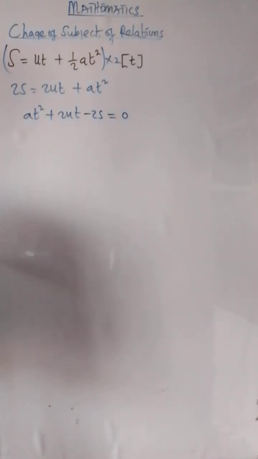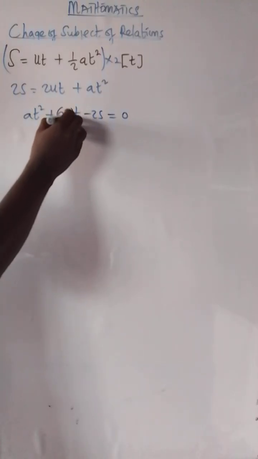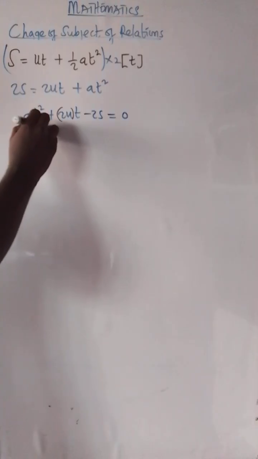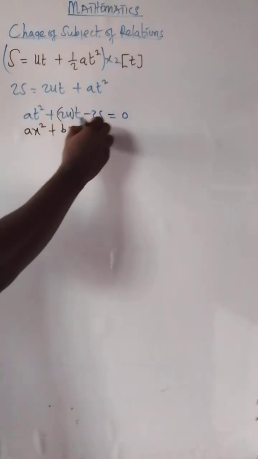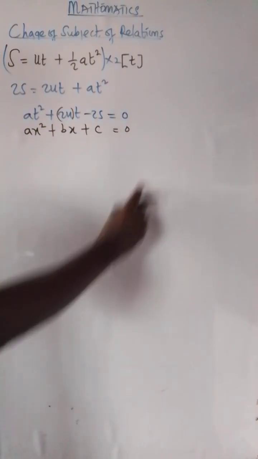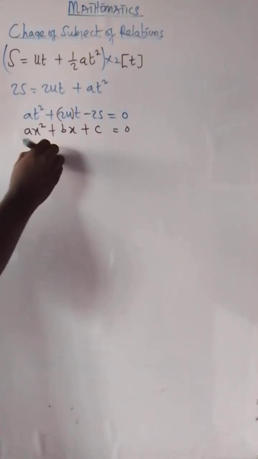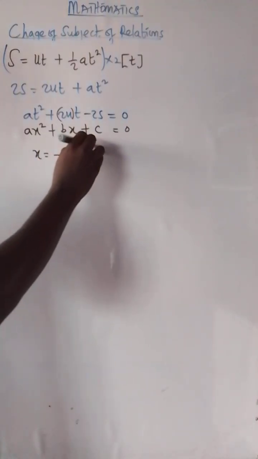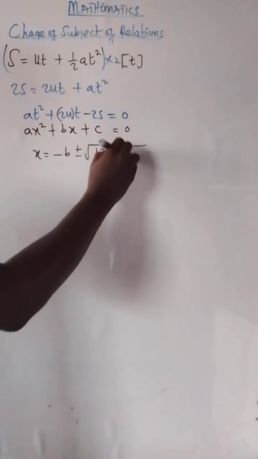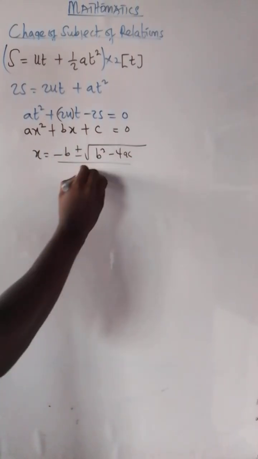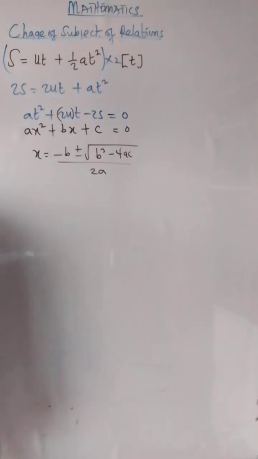So now look at this. This is an equation in t. The general form of a quadratic equation is ax squared plus bx plus c equals 0. And for every quadratic equation of this form, x equals minus b plus or minus the square root of b squared minus 4ac, over 2a. This will be faster, although we can also use the completing the square method.